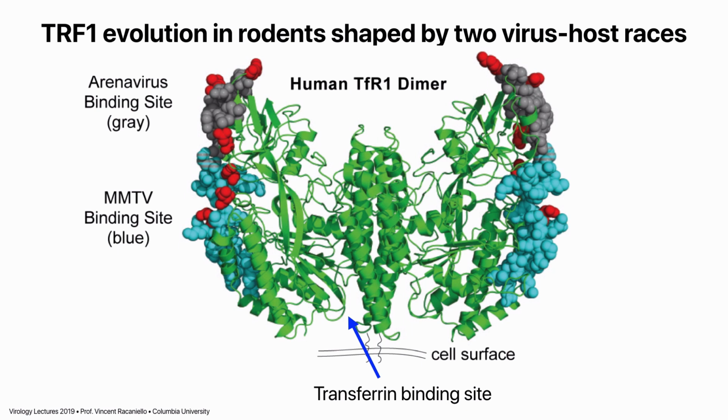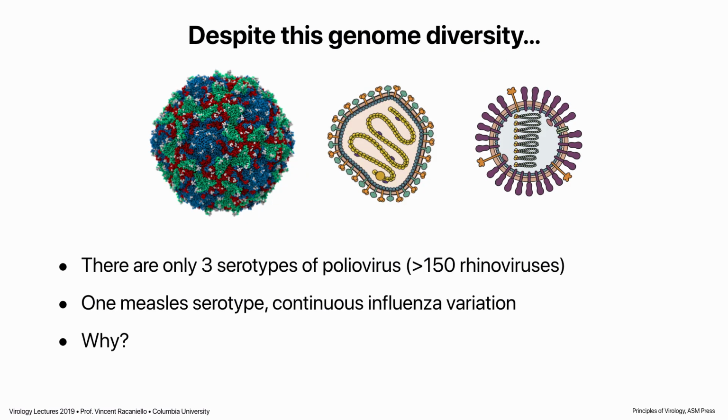And of course, the virus can then change back to be able to bind again. It goes back and forth in an arms race over and over. The point here is that this protein's been shaped by this arms race, and it can happen because the virus binding sites are away from the transferrin binding site. So you can see there's a lot of genome diversity that enables the ability to evade these kinds of host proteins that would block virus infection.